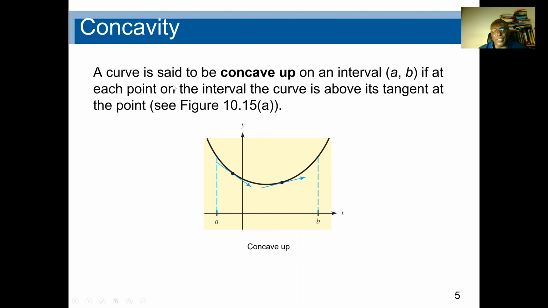So a curve is said to be concave up on an interval A and B. In this graph, we have an interval between A and B. If at each point within that interval, the curve is always above its tangent at that very point. So this is again our tangent. Again, we have our curve. Then we have two points showing. Then we have our tangent line. So here we can see that our curve is above its tangent.